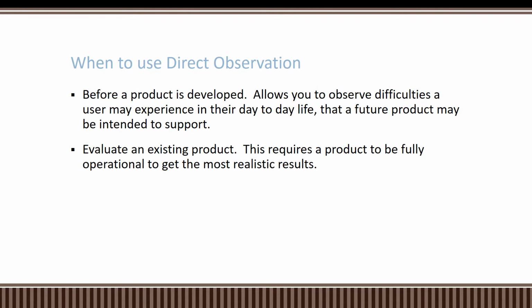When you use direct observation, you can use it before a product is developed. You can observe problems that users go through in their day-to-day tasks that a future product may look to solve. You can also use direct observation to evaluate an existing product. It is preferred to have the product fully operational to give the most realistic results. You want the user to have all the options available to them as they work through the tasks, problems, and scenarios.